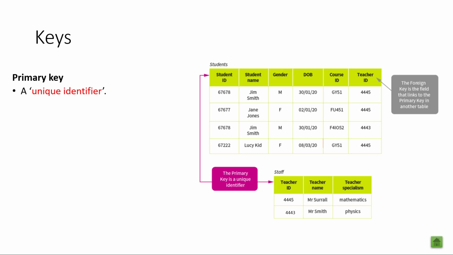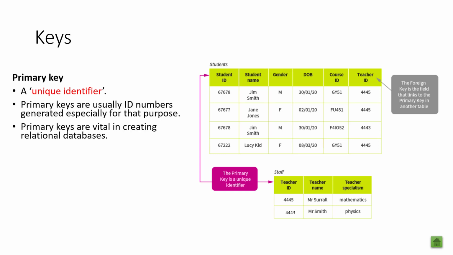A primary key is a unique identifier, and in your exam, I guarantee you it'll be something ID. It'll be an ID of some kind, because that's what we do as standard. It's an industry standard to use IDs for that. Booking ID, booking reference, etc. That kind of stuff. Primary keys are usually ID numbers, right? Now, primary keys are vital to creating relational databases. Without them, you cannot create relational databases.